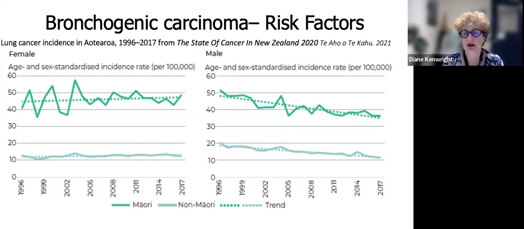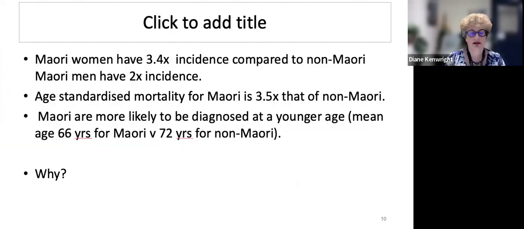You can see that in men, there's been a steady decrease in incidence, but that's been paralleled, Maori and non-Maori, and still Maori people have a much higher incidence of lung cancer. All right, in fact, they have a 3 to 4 times incidence and a 3 to 4 times mortality. Maori people are more likely to be diagnosed at a younger age.